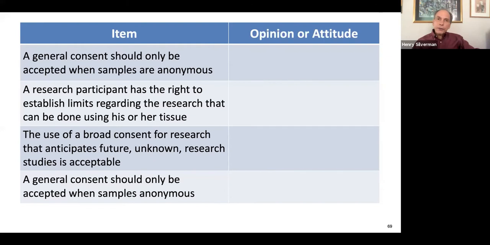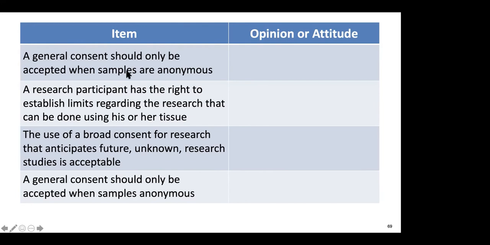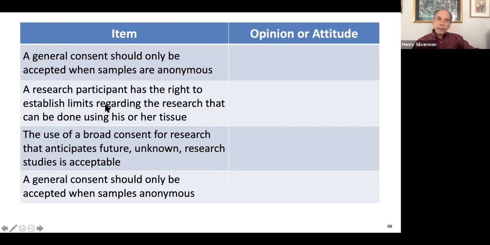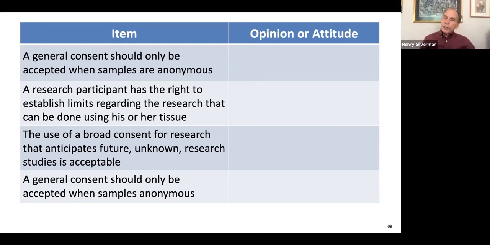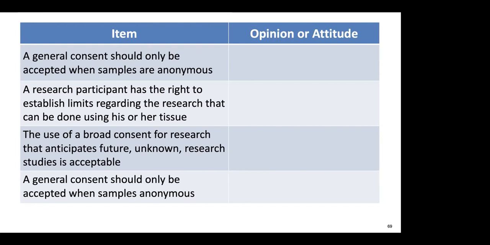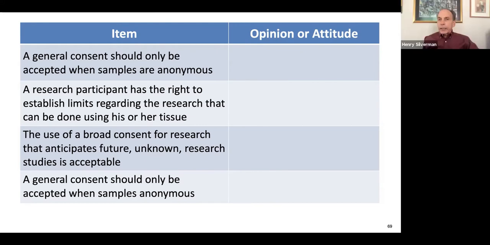A general consent should only be accepted when samples are anonymous. Attitude. Right, should. A research participant has the right to establish limits regarding the research that can be done using his or her tissue. Opinion. Yeah, it's opinion. Now, a question like that, often I see as an attitude. Now, one could say that's an attitude.